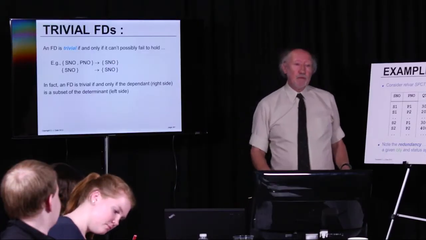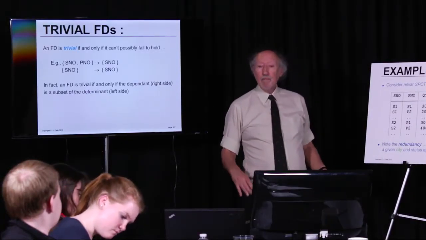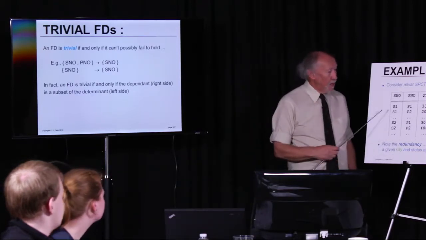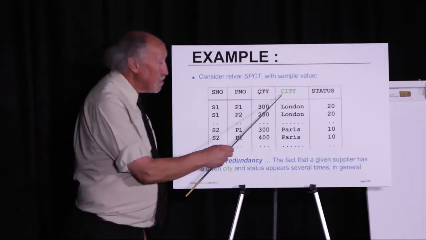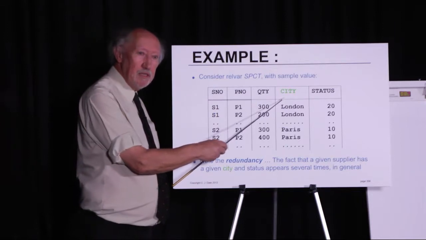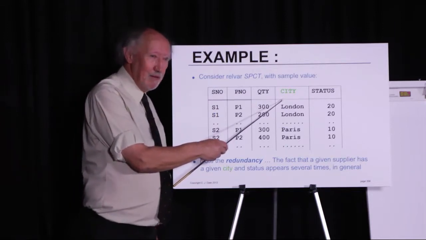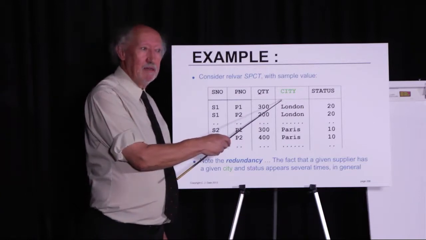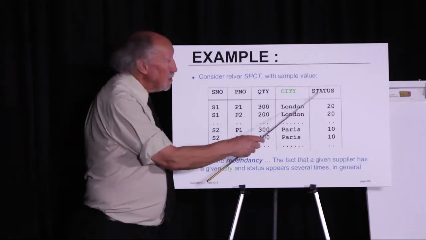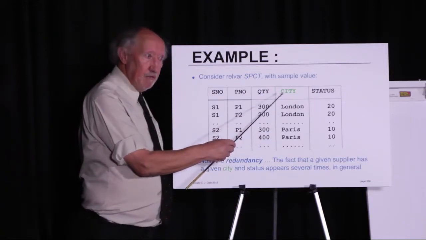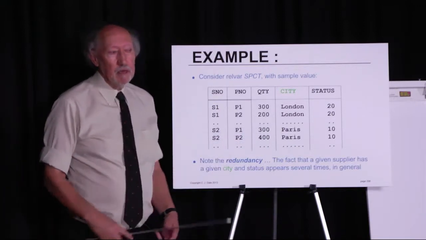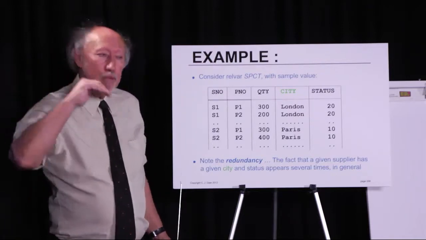First, a functional dependency is trivial if it can't possibly fail to hold. Let's look at this relvar here once again. There is a functional dependency from city to city. If two tuples have the same value for city, they have the same value for city. Right? There's nothing you can do about that. You can't possibly not have that functional dependency hold. Come to that, city and status together, arrow city. If two tuples have the same city and status, they certainly have the same city. So an FD is trivial if it can't possibly be violated.